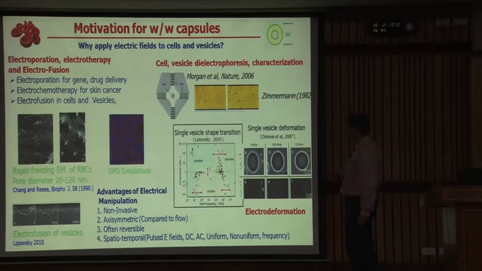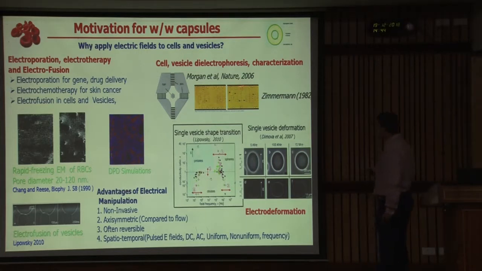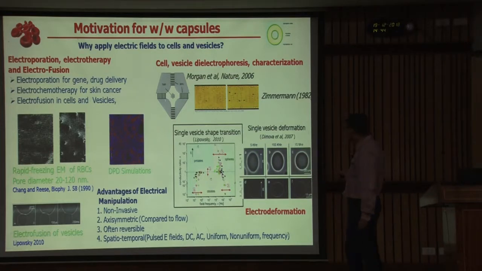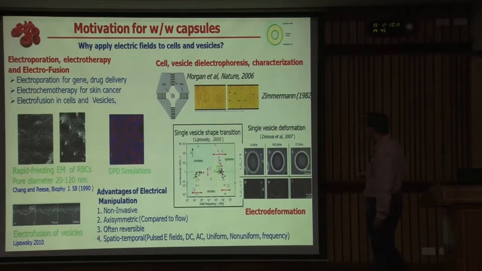The first is electroporation, which is basically punching holes in lipid bilayer membranes using strong electric pulses, and then using it for electrochemotherapy or electrofusion. The other is dielectrophoresis, where you use different electric fields to migrate cells or vesicles to regions of strong or weak electric fields. And then the third is electrodeformation, very similar to what I explained earlier, where you measure the deformation and try to back out the electromechanical properties.